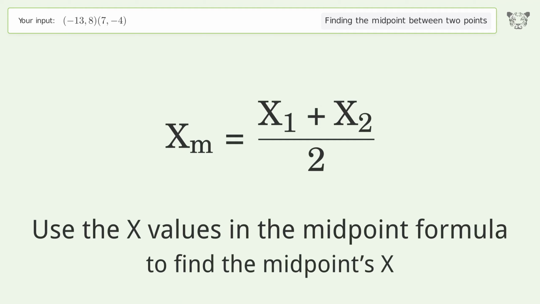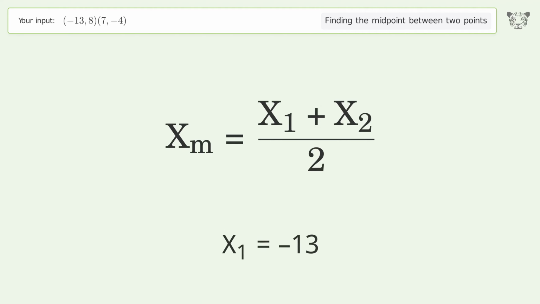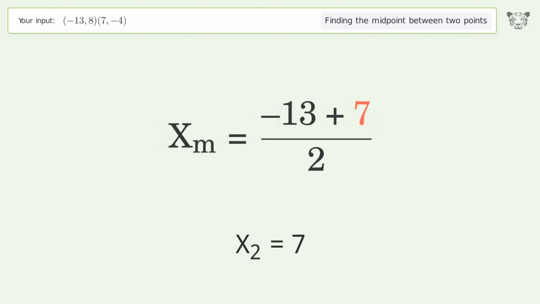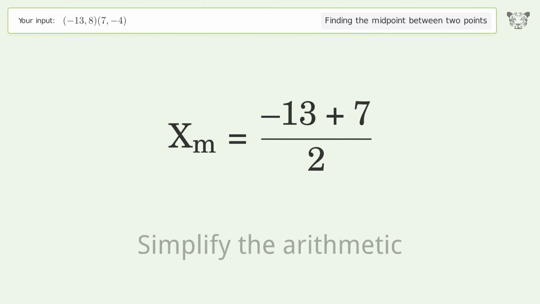Use the x values in the midpoint formula to find the midpoint's x. x1 equals -13. x2 equals 7. Simplify the arithmetic.